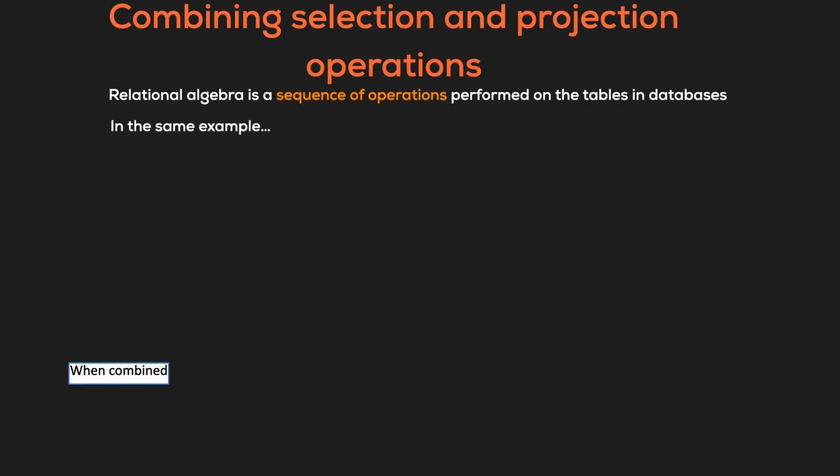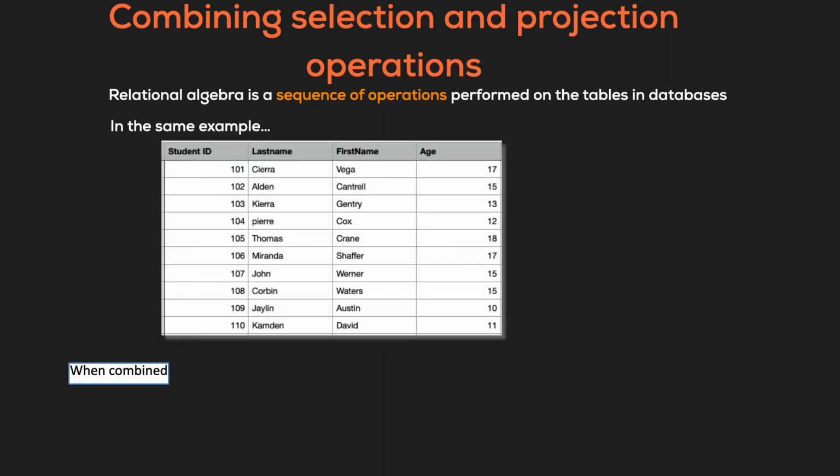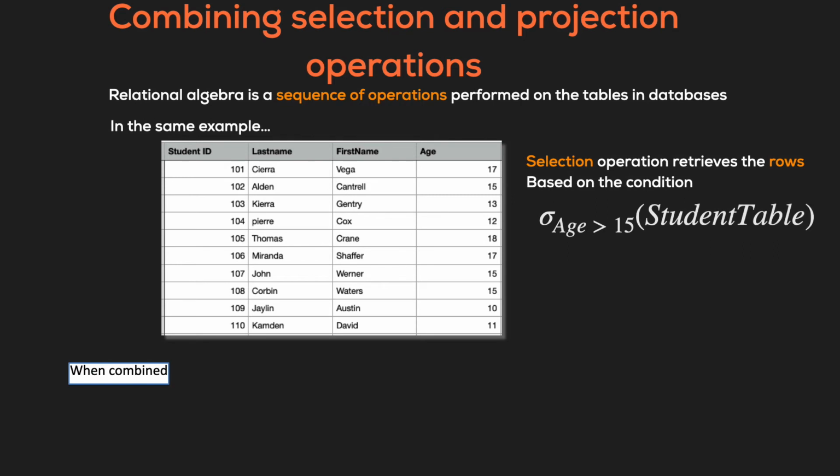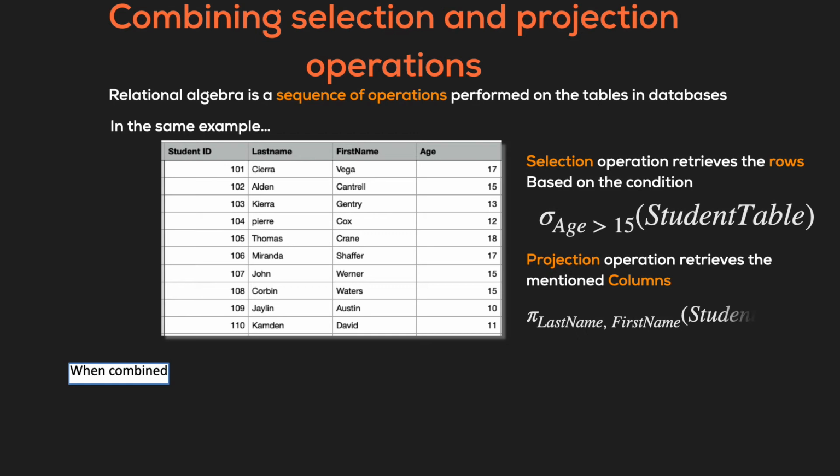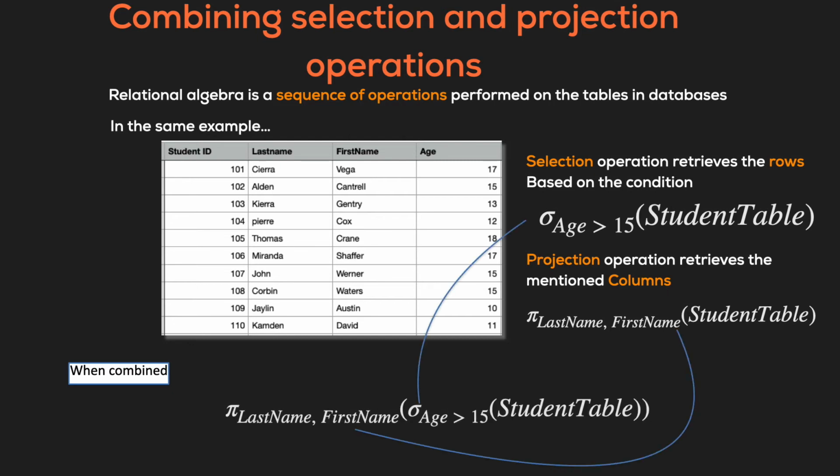Now we know how to perform selection and projection operations. Let's see how to combine them together to get the answer for the question that we have. For example, in the previous question, we saw how to retrieve the students whose age is greater than 15. We performed the selection operation to retrieve the rows where the age is greater than 15, and then we performed the projection operation to retrieve the columns of last name and first name. We can combine the results and represent it as follows to get the results.